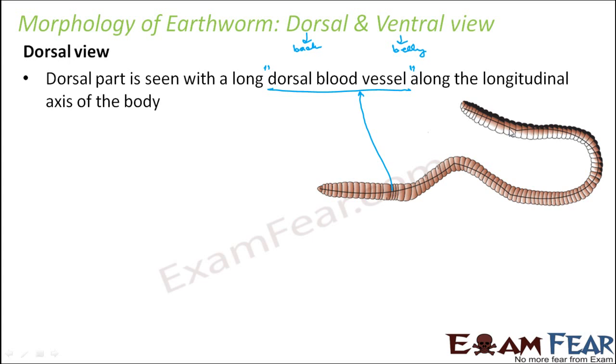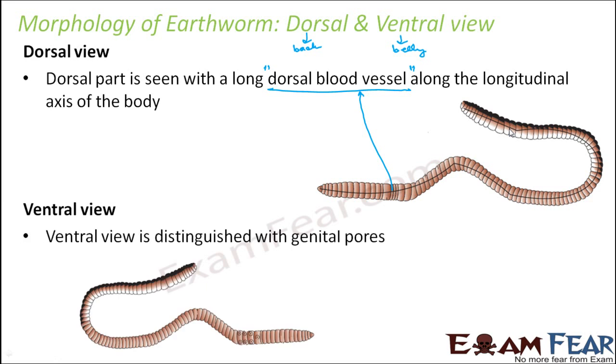If you are able to see that dorsal blood vessel, that means that is the dorsal side of the earthworm. Whereas what is there on the ventral side, towards the belly? The ventral view is distinguished with genital pores. The male and female genital pores are small openings through which the male and female sex cells are exchanged. These basically help in the process of reproduction. On the ventral side you can see those pores. They look somewhat like this. So these pores indicate the ventral side of the earthworm.